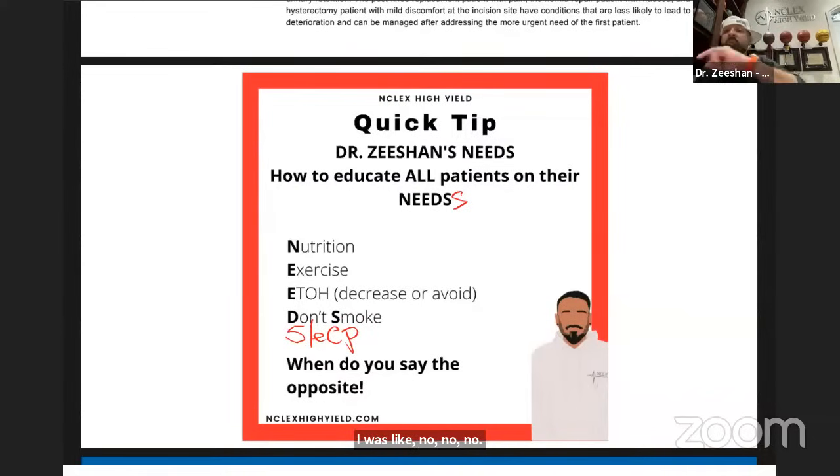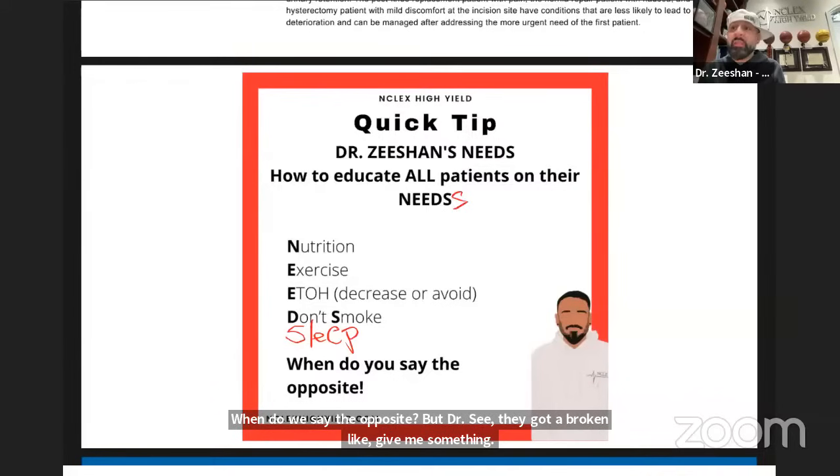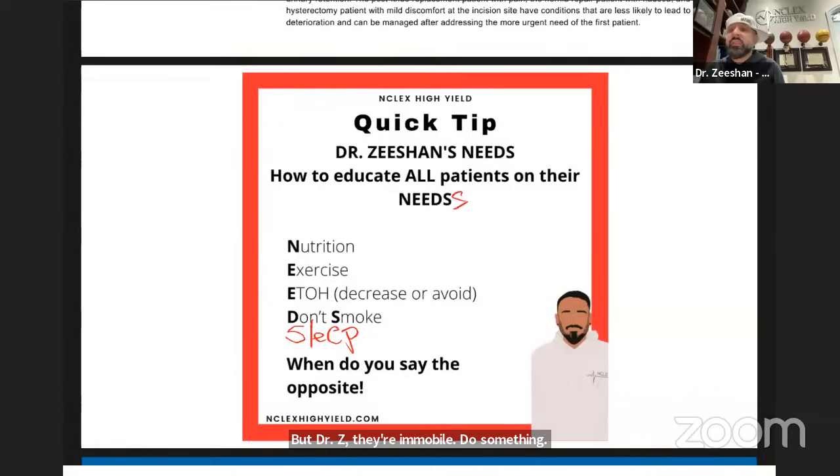Educate all your patients on their needs. When are you going to say the opposite of this? Nutrition. Do you ever say eat unhealthy? No. Whatever the nutritional diet for them is, it's going to be healthy or it's going to be the best for them. Exercise. When do we say the opposite? But Dr. Z, they got a broken leg. Give me something. But Dr. Z, they're immobile. Do something. Dr. Z, I don't care. Give me something.